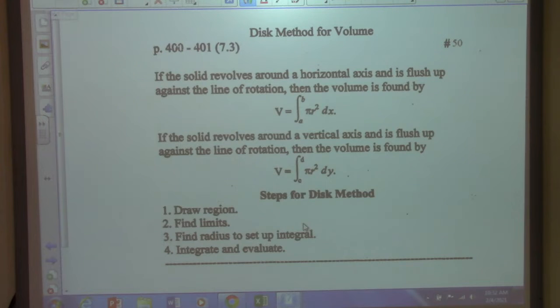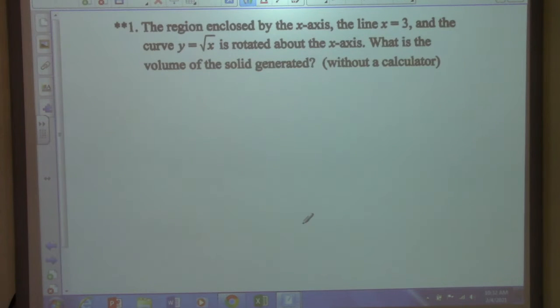If we look at our first example right here: the region enclosed by the x-axis, the line x equals 3 and the curve y equals square root of x is rotated about the x-axis. What is the volume of the solid generated? And they're giving this one without a calculator. By the way, a lot of these types of problems tend to be with calculator problems. For this one it'll be a matter of setting it up. So what will be the first step? If you look at the steps, draw it, right? So we're going to draw this.